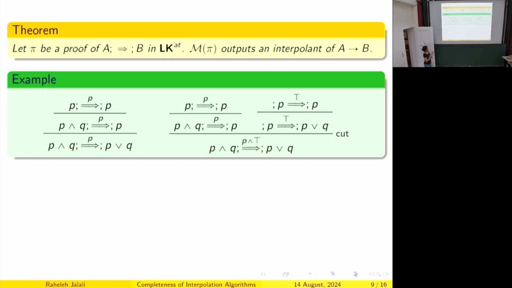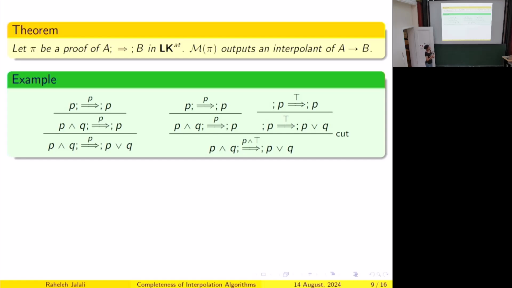And let's see an example. So for instance, this formula P and Q implies P or Q. This is a proof for it. So starting from the leaf, the interpolant is P. It's a one premise rule, so the interpolant doesn't change, and the interpolant doesn't change. And you can check that this P is an interpolant indeed, because P and Q implies P, and P implies P or Q.